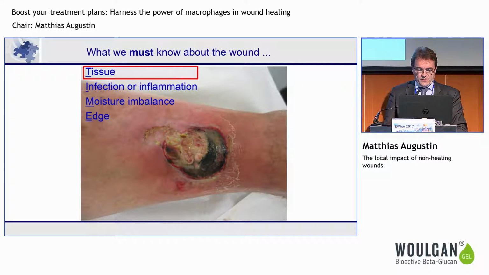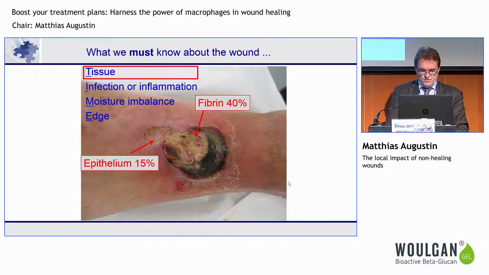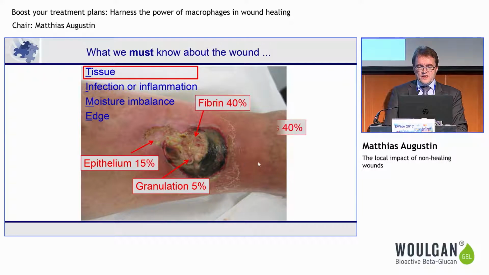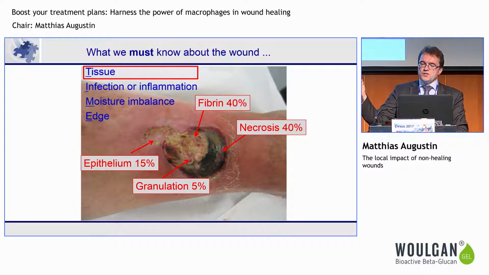One being looking at the tissue, which here, as you can see, includes fibrin, it includes epithelium here, granulation in tiny areas, but especially necrosis, and this needs to be described and conclusions being drawn. But this is just the tissue in the wound.